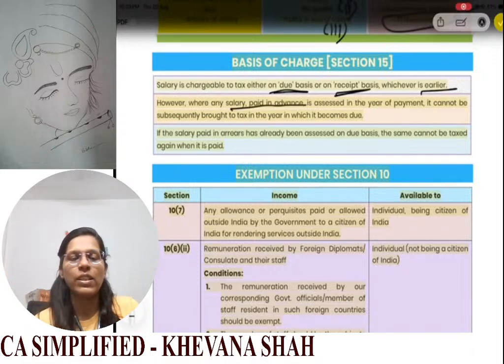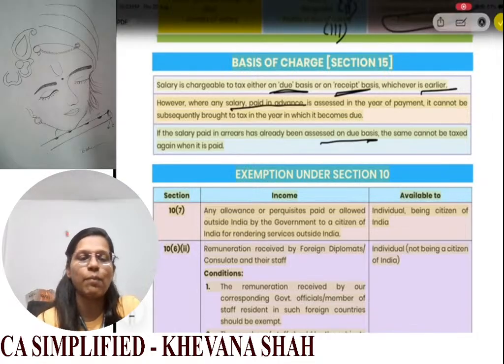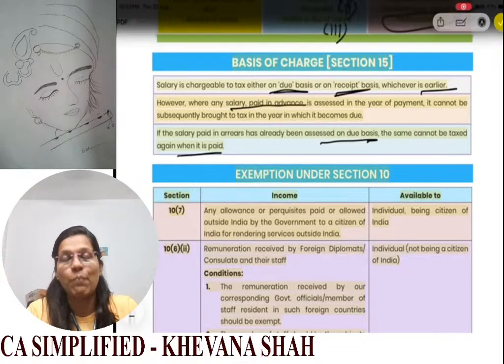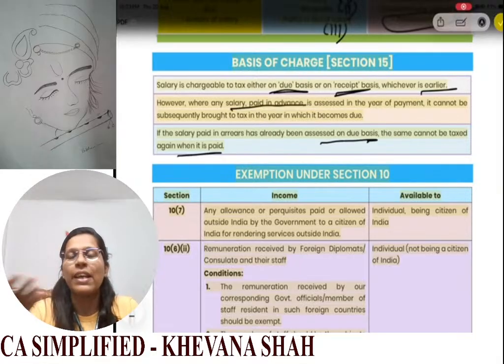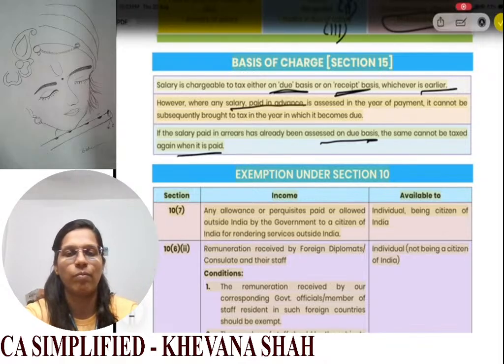And if the salary paid in arrears has already been assessed on due basis, the same cannot be taxed again when it is paid. So if you have any salary in arrears but you have already charged tax on the same when it was due, then you cannot tax it again when you are paying it.